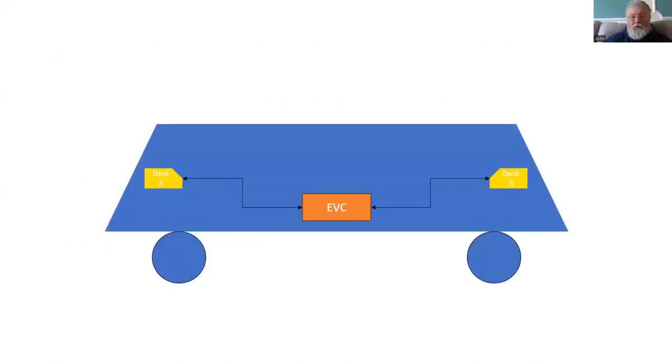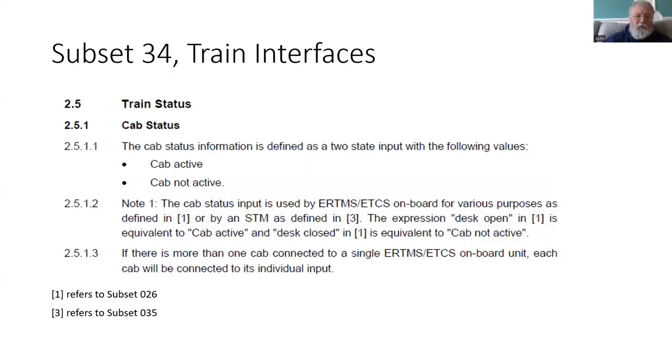So let's look at our locomotive. It has one common EVC and it has two desks, one in each of the cabs. And if we turn to subset 34, we find some more information to help us understand how this may work. Each cab has got a two-state input, cab active and cab not active. And that's the equivalent of desk open and desk closed, as it explains in the note.